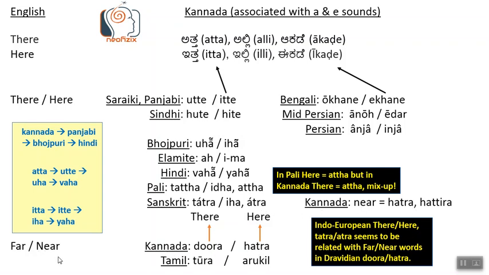So in Kannada, the words for far and near are dura, hatra, and in Tamil it's tura and arukil. So possibly the English word there, or the Sanskrit word tatra, may be related to the Kannada and Tamil words for far, which are dura or tura. So tura can become there, and hatra can become here. I mean, close sounding. There may be some transformation relationship between them. So that's all. There are quite a few interesting relationships which we can find with the different sounds of different languages. So we will have to look at it more closely using some machine learning or some other tools. Thank you.